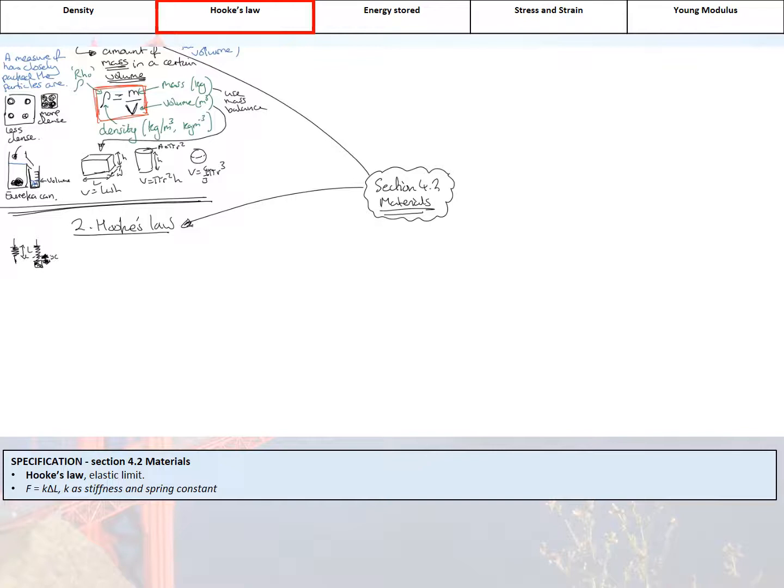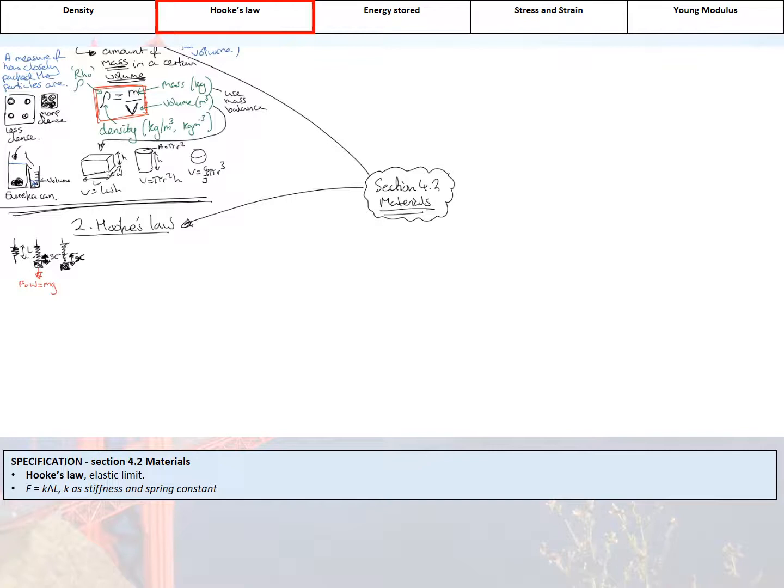So there's our extension. I could then add on another bit of mass, and I expect the spring to stretch a bit more. But the extension is always measured from the original length that it started with. The weight or force that you use to extend the spring is equal to the mass that you add on multiplied by the acceleration due to gravity. And what you'd notice is that every time you added a mass on, the extension increased by the same amount if you add the same mass.